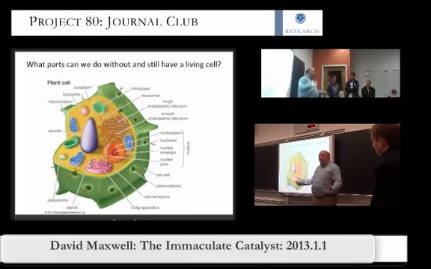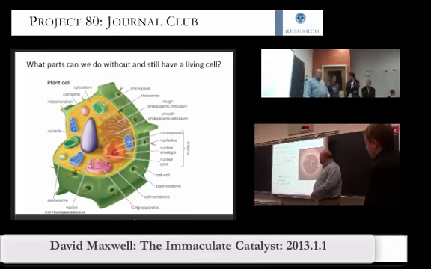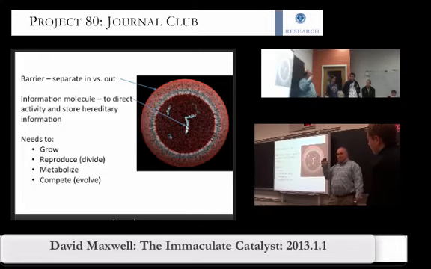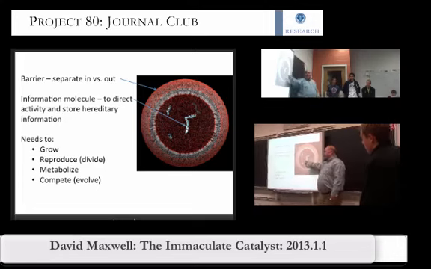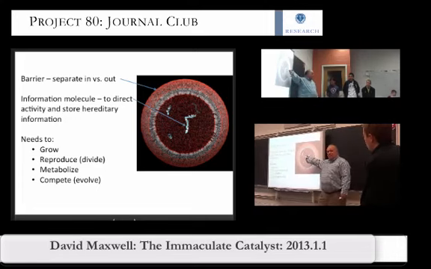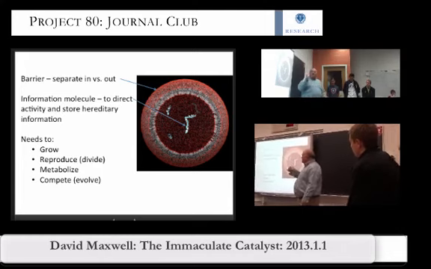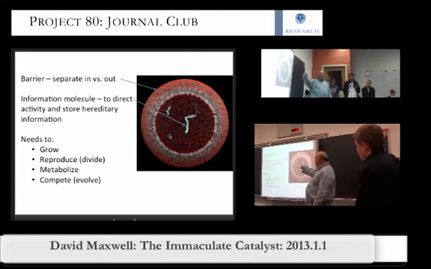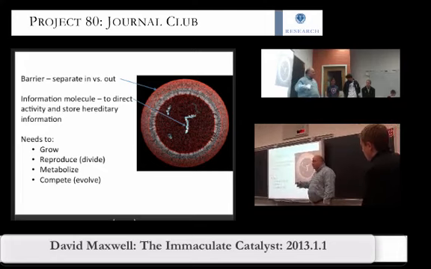So you see, we can really delete a lot of these things until all we really need is a barrier, some kind of membrane, and then some kind of heritable material. It's really at the barest minimum what you need to have to be alive. So you got to be able to separate inside from outside. You got to have some information molecule.